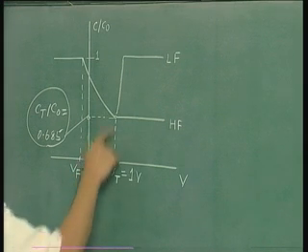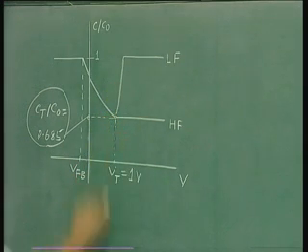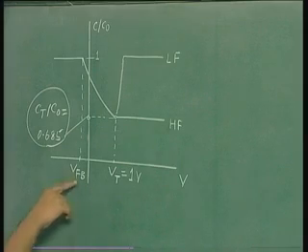So this Vt we are able to locate from the low frequency curve rather than from the high frequency curve. That is the advantage of the low frequency curve, that it enables you to locate the threshold voltage point rather precisely on a CV plot. Now what about the flat band voltage?